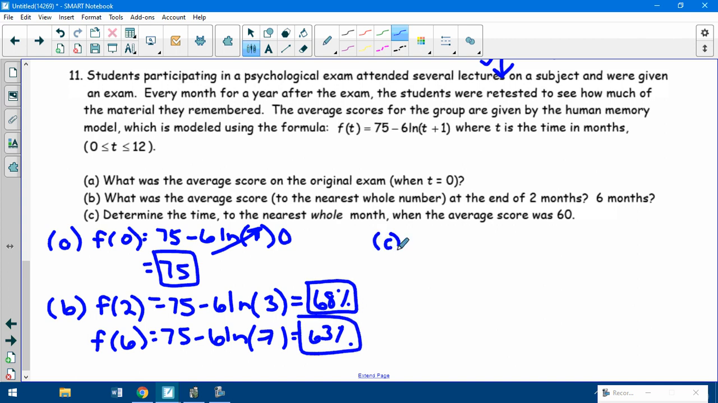And then finally part C, determine the time to the nearest whole month when the average score was 60. So now I'm looking for the average score being 60%. That goes in the left-hand side. That's what the function's describing. We're solving for the month.